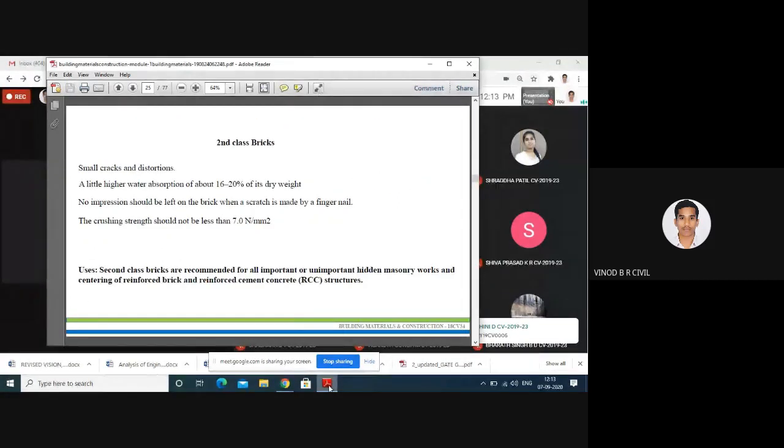And second class brick: small cracks and distortions, small cracks here and there, especially in the corners or in between. That is less than 5 to 10% crack percentage. A little higher, the water absorption is about 20% of its dry weight. No impression should be left on the brick when scratched by a fingernail. The crushing strength should not be less than 7 Newton per mm square. This category of brick we call second class brick.